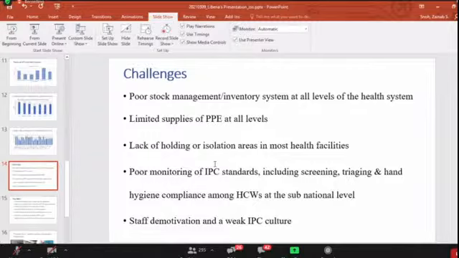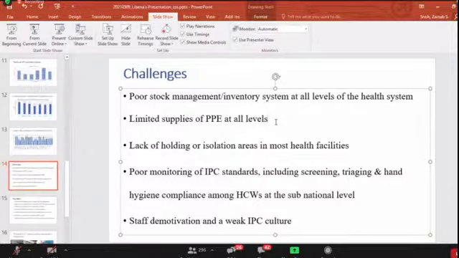We have a few challenges as a country. We continue to experience poor stock management and inventory. We are working with the Ministry of Health and the supply chain system to see how we can strengthen this year. We already started to develop some tools, a database, to see how we can track the various IPC supplies. As usual, we have limited IPC supplies in country because the country, like I said, is heavily donor dependent.